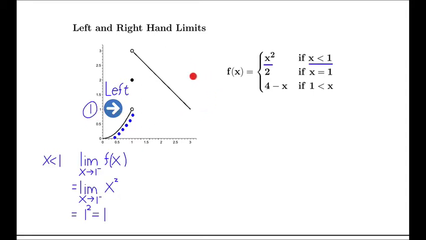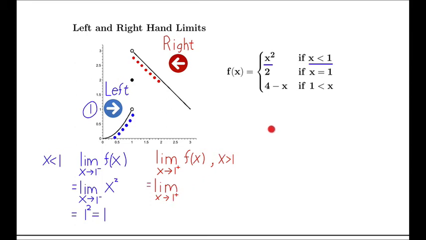So now let's consider the limit as we come from the right. That means we're coming from this direction, and we're going to follow along this graph and see what that limit is. We do the same thing, except this time we write the limit as x approaches 1, and we put a plus sign after it to indicate that we're coming from the right, or x greater than 1. We only consider x greater than 1, so we use this part of the function. X greater than 1, 1 less than x, it's the same thing. So we're going to use the 4 minus x. To take the limit as x goes to 1 plus, we just put in 1 to the 4 minus x, and we get 4 minus 1, and that's equal to 3. So the limit as we come from the right is just going to be 3.